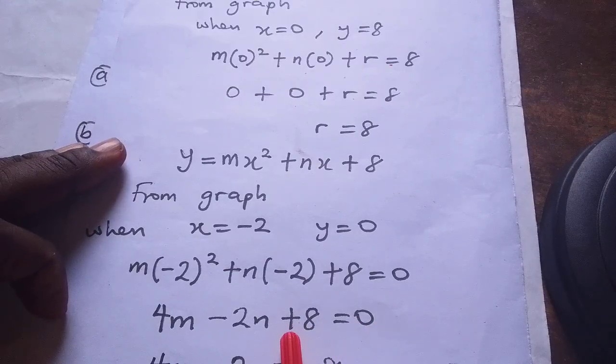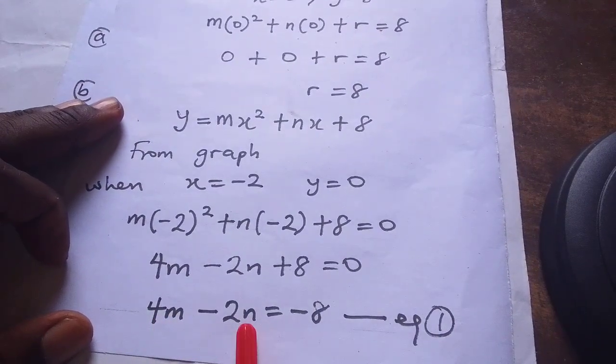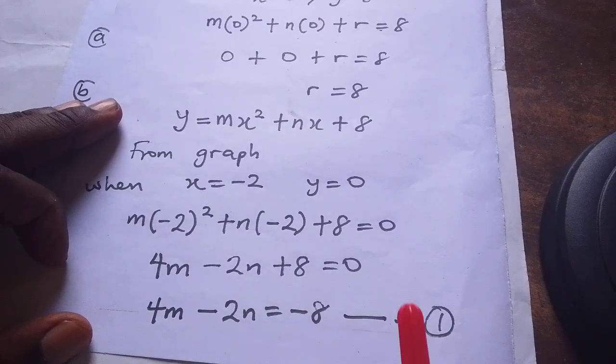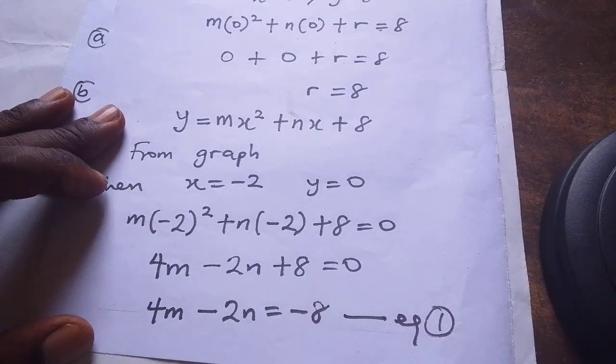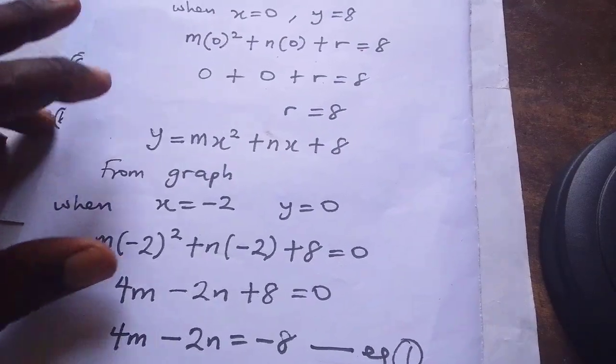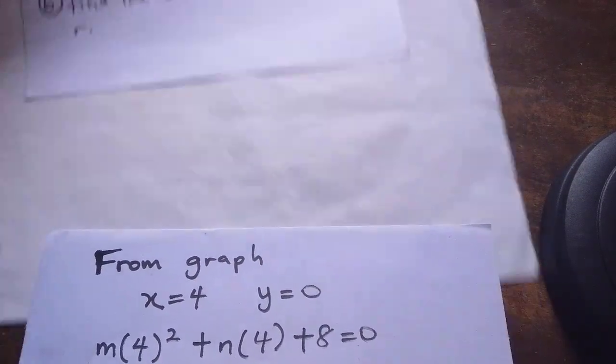So when you bring this plus 8 to this side, you now have 4m minus 2n is equal to minus 8. You can take this to be your equation 1. The other coordinates we have, we said that when x is 4, y is what?